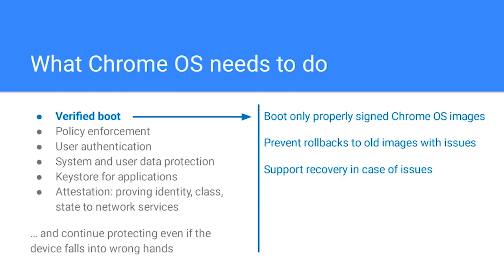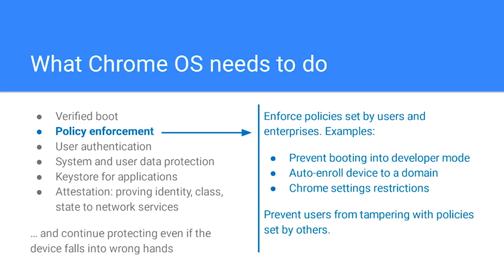What does Chrome OS need to do to provide an adequate level of security for its users? First off, it needs to make sure that whatever is booted on the device is a verified, trusted image. Verified boot, which we'll touch on later, is the ability of Chrome OS devices to check that they only boot properly signed Chrome OS images, that it prevents running old images with known vulnerabilities, for example, and with all that, that it provides recovery in the cases where those preconditions are not met.